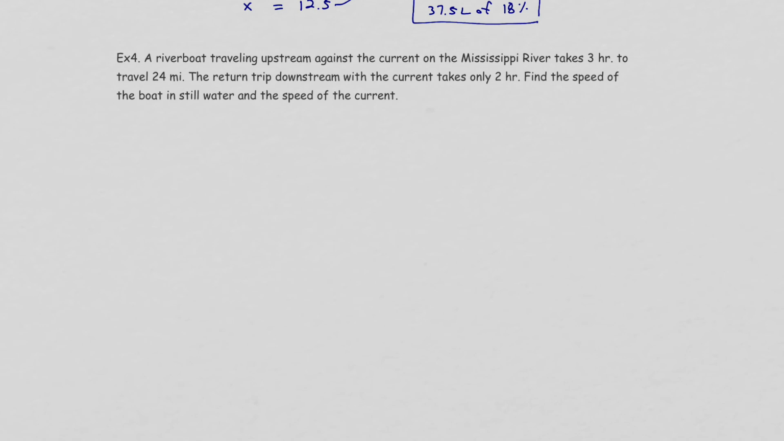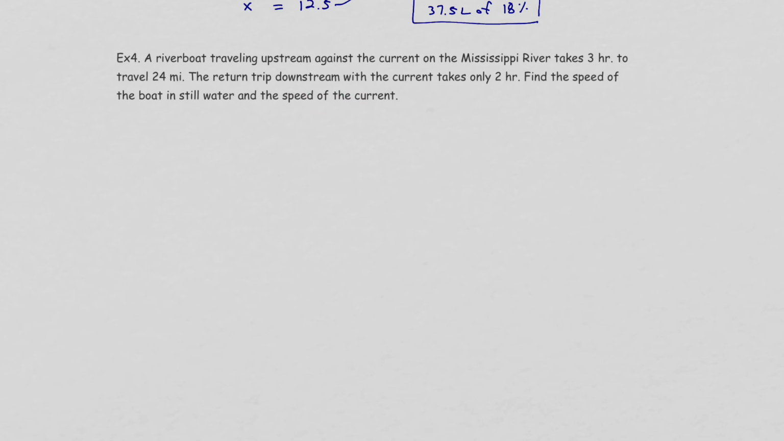This time, example 4 is asking: a riverboat traveling upstream against the current in the Mississippi River takes 3 hours to travel 24 miles. The return trip downstream with the current takes only 2 hours. Find the speed of the boat in still water and the speed of the current.